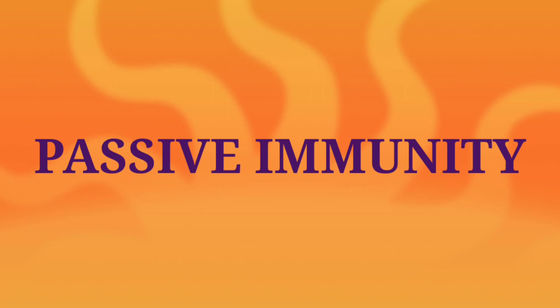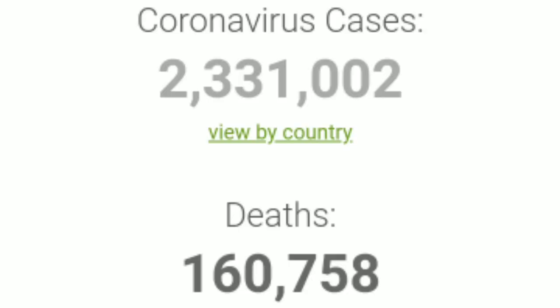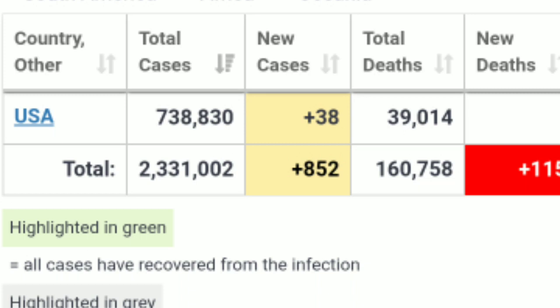Now because there is too much damage at the hands of the coronavirus, almost more than 2 million people are infected, and more than 160,000 people have already died. Almost 38,000 died in the United States of America. So its onslaught seems not stopping. What are our ways out of this infection?